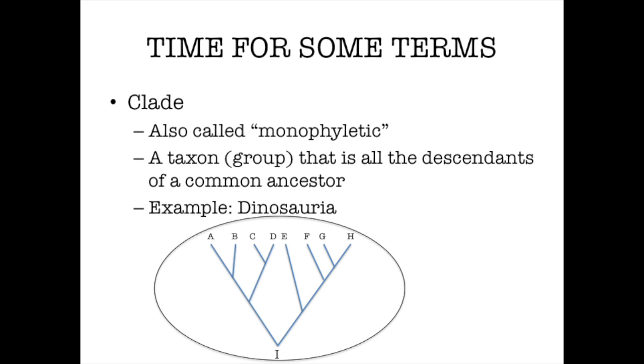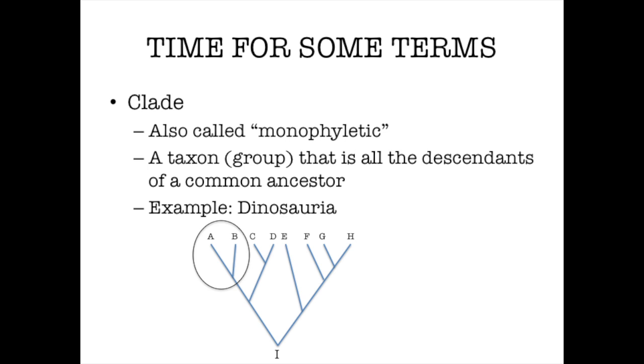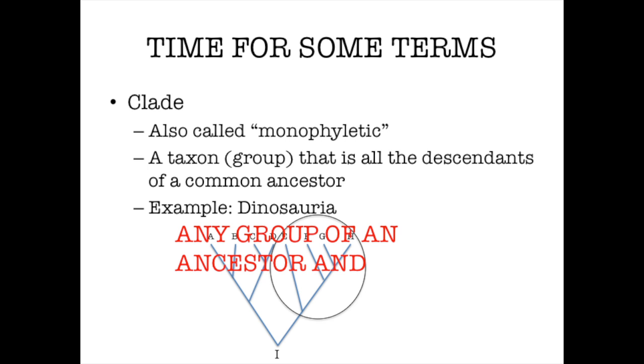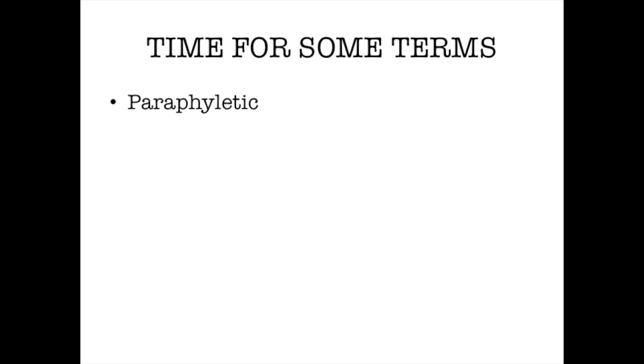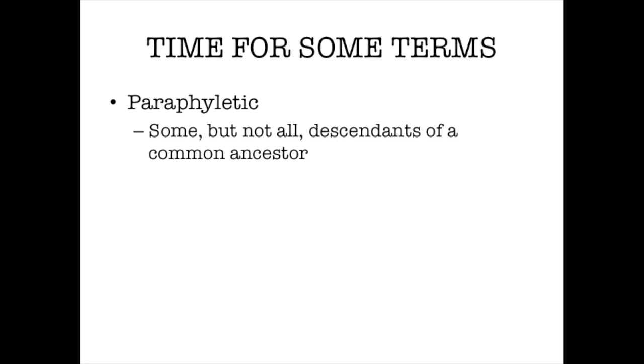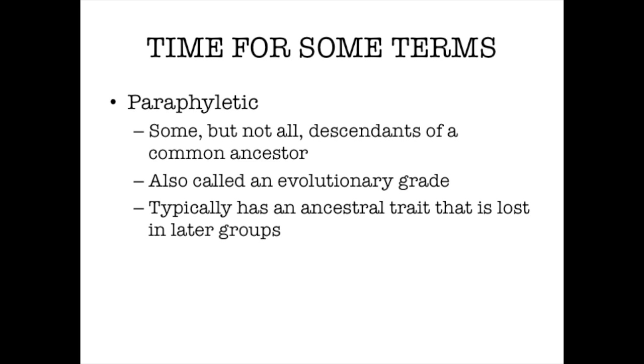So this circle is the clade of I and all of I's descendants. This one is the clade of A and B. This one is the clade of F, G, H. And this one is the clade of E, F, G, H. All of these are clades because they include a common ancestor and all of that common ancestor's descendants. It's really not that hard to define a clade. Now, a paraphyletic group isn't a clade. It's almost all of the descendants of a single common ancestor, but it typically leaves some out because they've either lost or gained some trait that the ancestral organism for that group that they're a part of had.